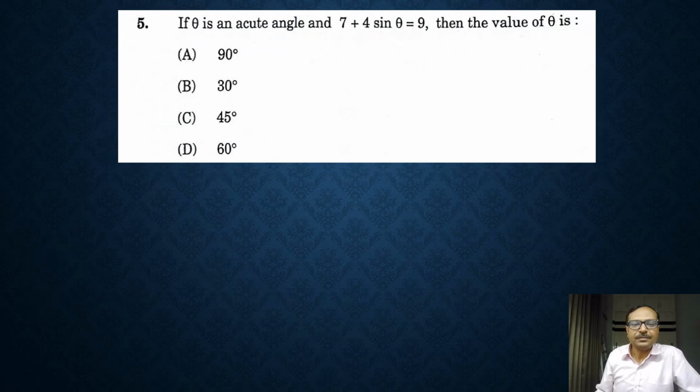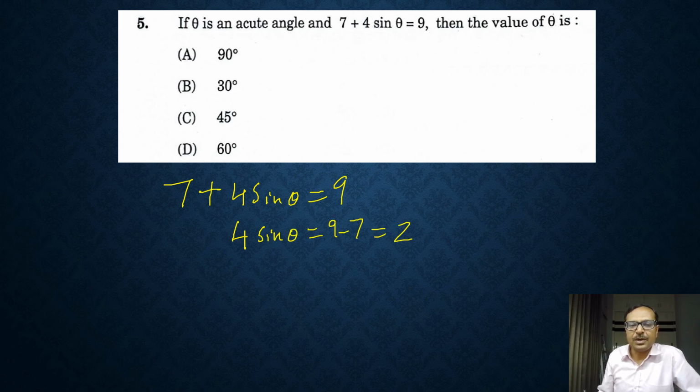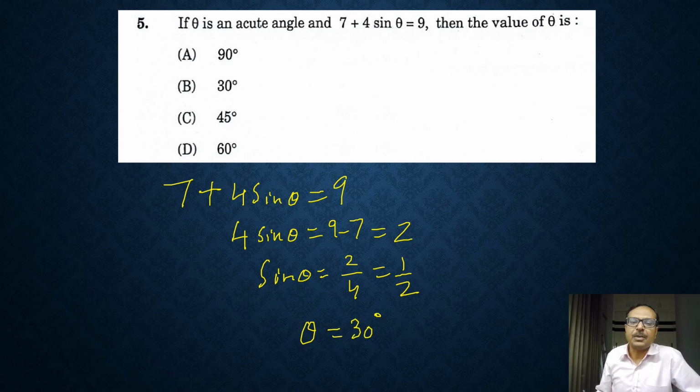Question 5. So very easy question of trigonometry there. 7 plus 4 sine theta is 9. So let's solve this. 4 sine theta equal to 9 minus 7, which is 2. So sine theta is 2 upon 4 and that is 1 upon 2. And you should know by standard values of trigonometry that theta has to be 30 degree because sine 30 degree is half. So the correct option is B, 30 degree.